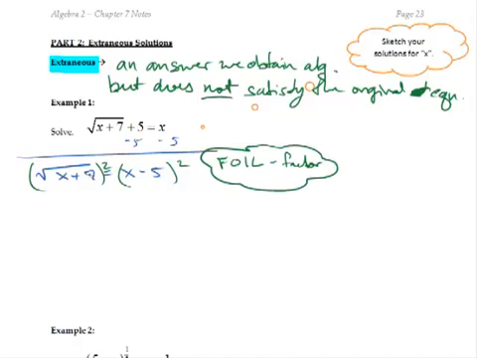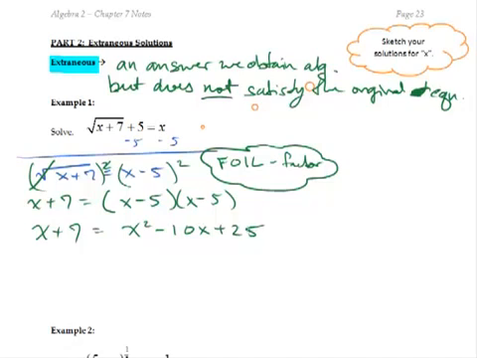If you don't understand how I got that, stop and ask a partner really quick, or FOIL it on your own and then simplify it. You should get the same answer. x plus 7 equals all this. We need to actually move all the pieces together here. I need to get these guys out of the way. Why would I factor this if I have pieces left over? So subtract an x and subtract a 7. So we end up getting 0 equals x squared minus 11x, 25 minus 7 is 18.